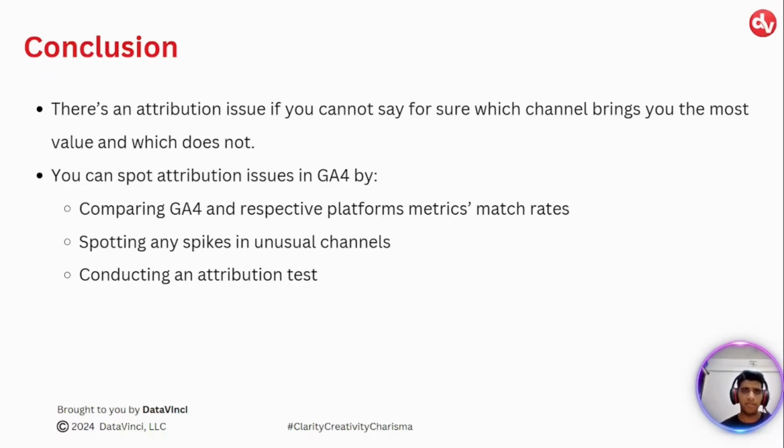How can you spot attribution issues in GA4? You can compare GA4 with the respective platform metrics. You can compare their match rates. You can also check for any spikes in channels such as the unassigned or the direct channel, or you can conduct an attribution test.